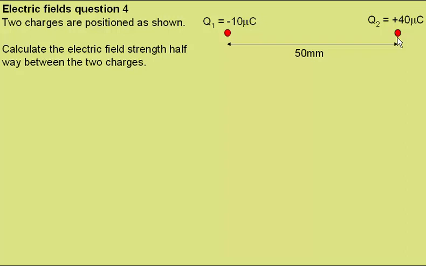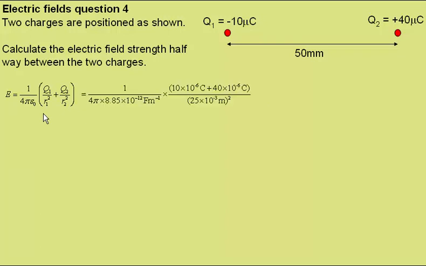So now we need to add the electric fields from both, which we can do with this expression. Putting in the values, they are both going to be 25 millimeters from the midpoint, and so this gives an electric field strength of 7.2 times 10 to the 8 newtons per coulomb. Electric field is a vector, and so we must specify the direction, and in this case the direction of the field is to the left.